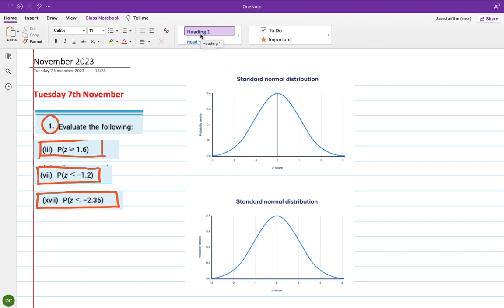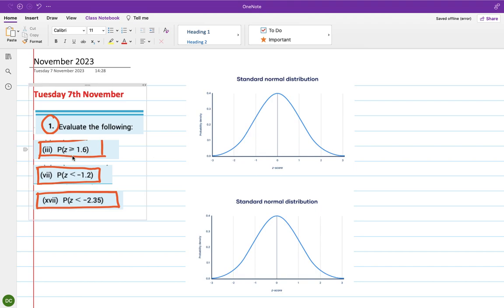Okay? So I just took these normal distributions off the internet so I wouldn't have to keep drawing them. But anyway, you've got your z-score down the bottom, so 0, 1, -1, 2, -2, etc. Don't worry about the y-axis, we don't really care.